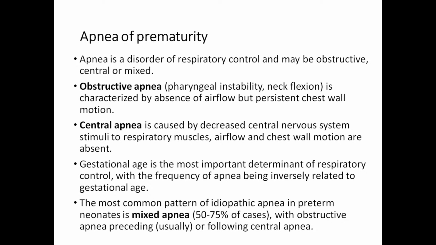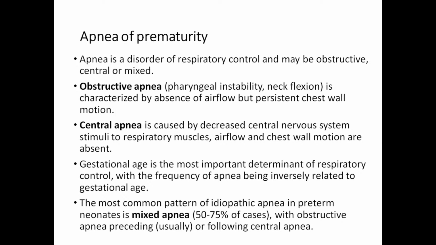Obstructive apnea, with pharyngeal instability and neck flexion, is characterized by absence of airflow with persistent chest wall motion. Central apnea is caused by decreased central nervous system stimuli to respiratory muscles. Airflow and chest wall motion are absent.